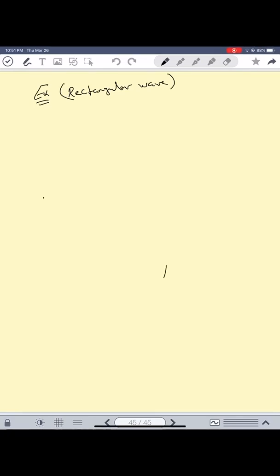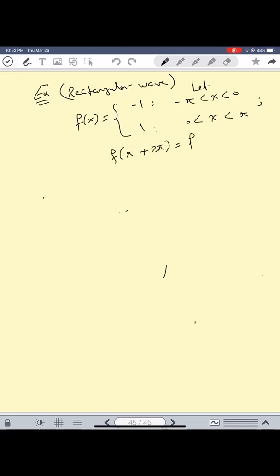We mean basically if we take the function, for example, -1 when minus pi is less than x less than 0, and 1 when x is between 0 and pi. And of course, as usual, we extend this function periodically. Okay? So this function is called rectangular wave.